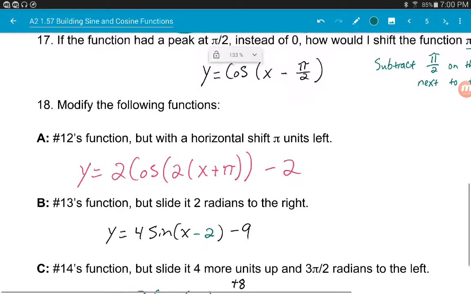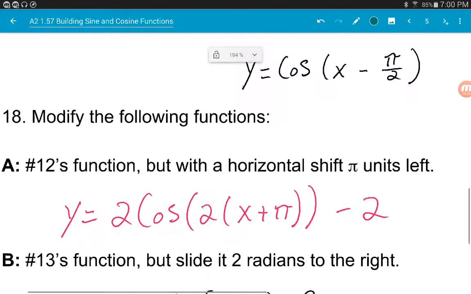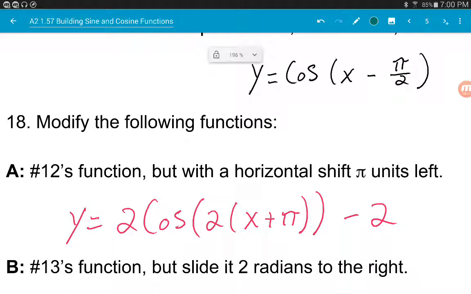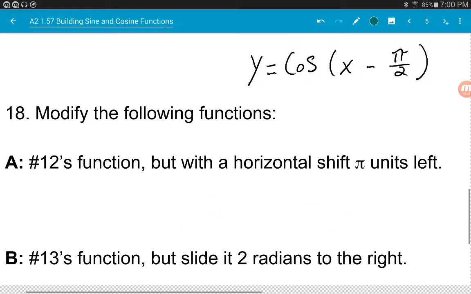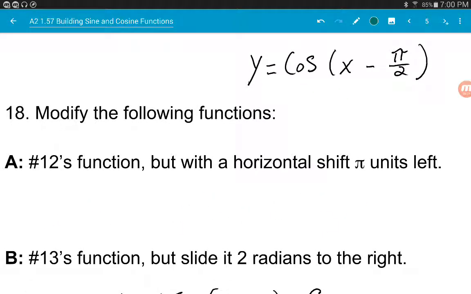Now, number 12's function, but with a horizontal shift pi units left. What I'll do is I'll give you the original one, and then I'll modify that, and then the rest of this can be your responsibility because I don't want to give you all of the answers because these were homework questions. Number 12's function was y equals 2 cosine of 2x minus 2. That was the original. But what they want me to do is modify that again.